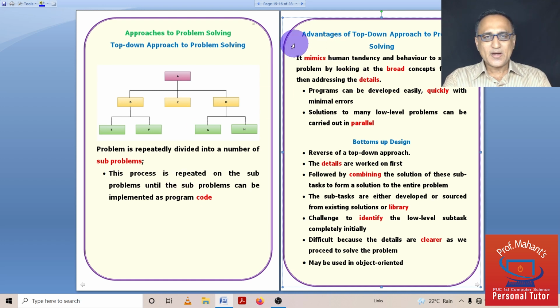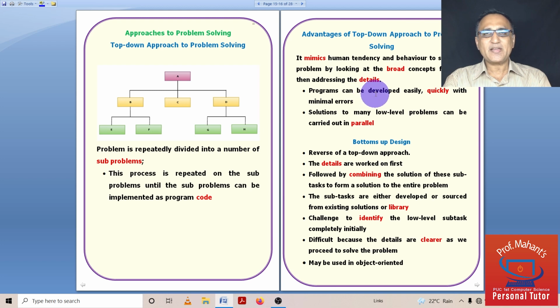Now, what are the advantages of a top-down programming approach? Generally, when humans get a problem, they look at the problem and try to solve it using a divide and conquer approach. So same here, we try to divide the problem into a number of sub problems, break it down into details, and then hand the individual parts over to different people to solve.